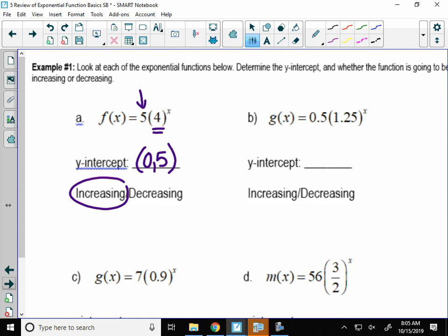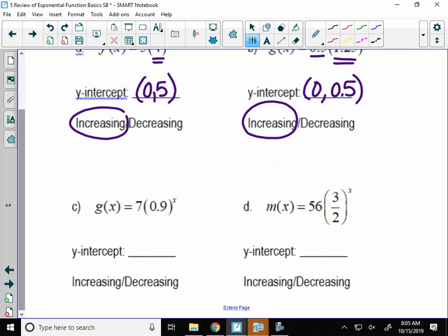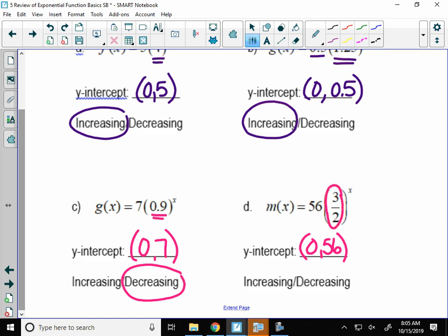For b, my y-intercept is the first number I see, 0.5, 1/2. Here the growth rate again, 1.25, is greater than 1, so you are increasing. In c, the y-intercept is 7, and 0.9 is less than 1, so this is exponential decay, and you're decreasing. Finally, in the last one, the y-intercept is 56. Now, 3 over 2, that fraction, is a fraction that's greater than 1, so our function is increasing. Okay, that should be super easy.